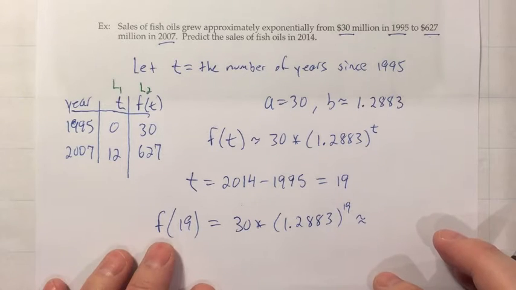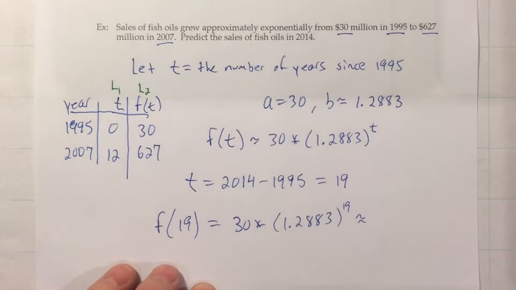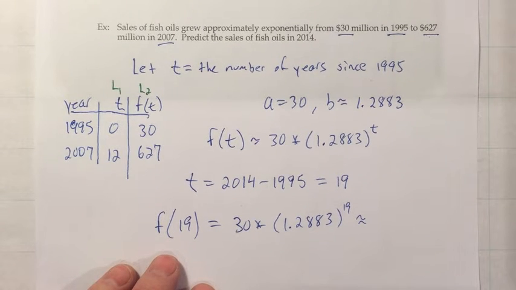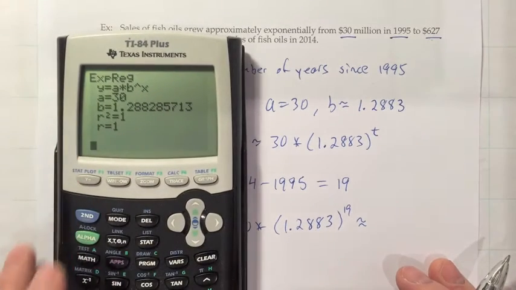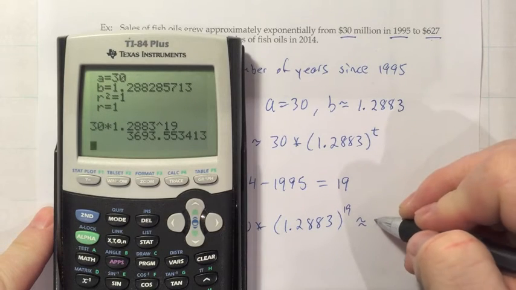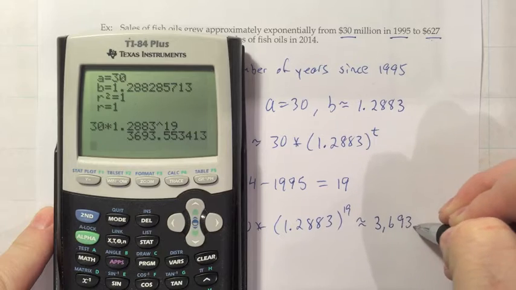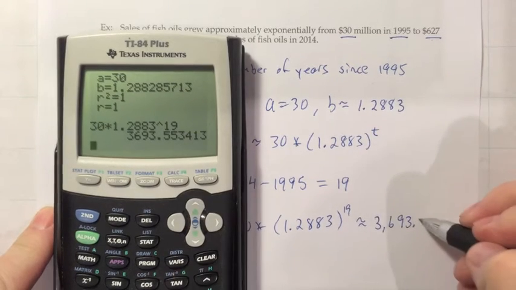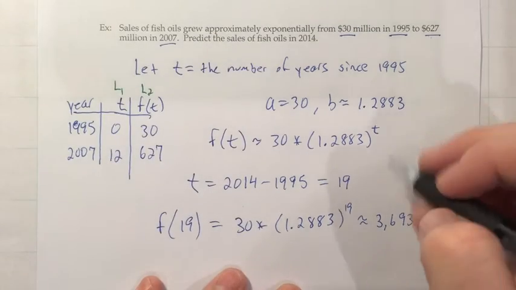And I'll just put 1 decimal place on there and go to the 10th of a million. I like to do typically 1 decimal place more than their original data values were given to. Of course, if we're in my math lab, we just need to pay attention to what it is they're asking us for and go with that. All right, so 30 times 1.2883 raised to the 19th power. So 3,693.6, and then that would be millions of dollars.